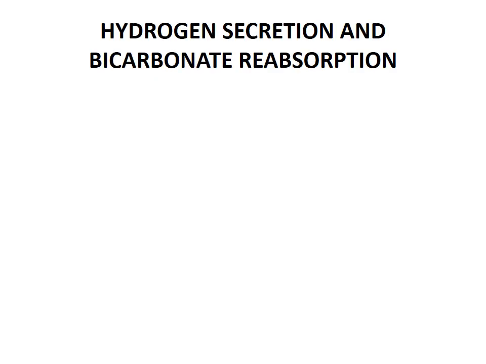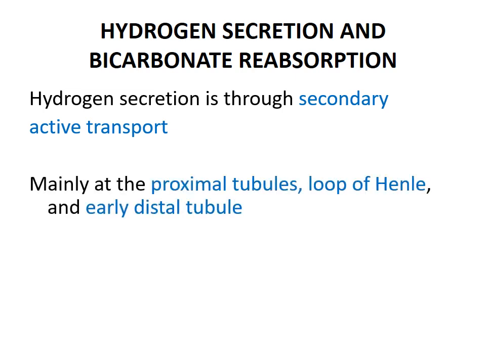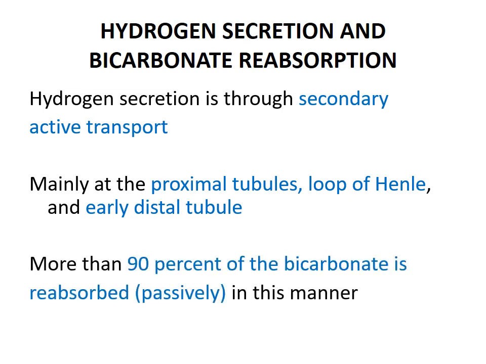Hydrogen secretion and bicarbonate reabsorption. Hydrogen secretion is through secondary active transport. Again, what is a secondary active transport? A secondary active transport always utilizes the concentration difference that was created by a primary pump like the sodium-potassium ATPase pump. Mainly at the proximal tubules, loop of Henle and early distal tubule, you get to see this hydrogen secretion happening. More than 90% of bicarbonate is reabsorbed by a passive method in this manner.